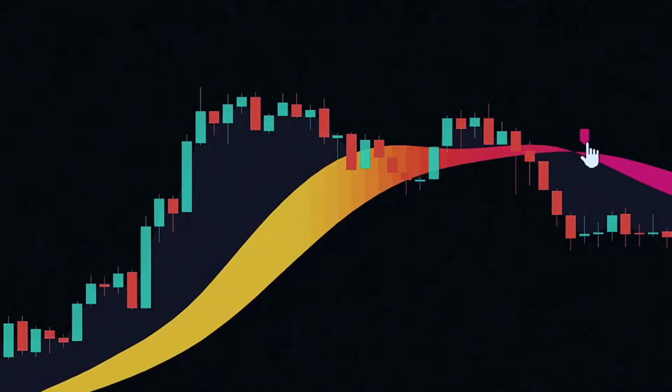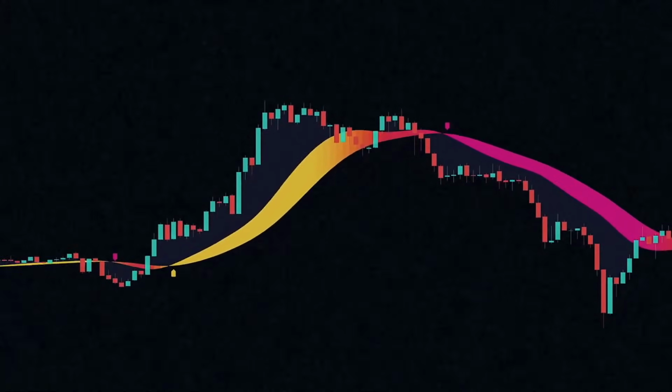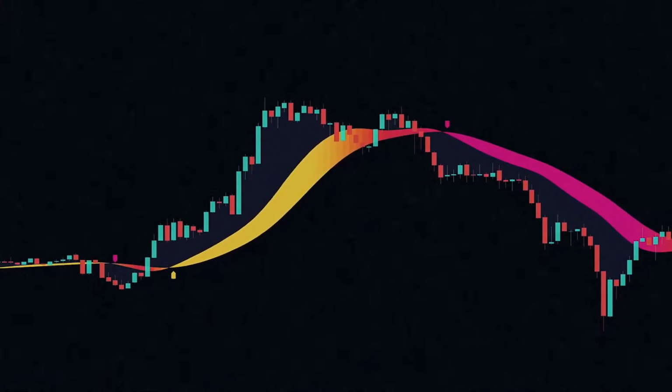You'll also see up and down arrows that pop up during transitions between bullish and bearish trends, clearly marking when the market is changing direction.